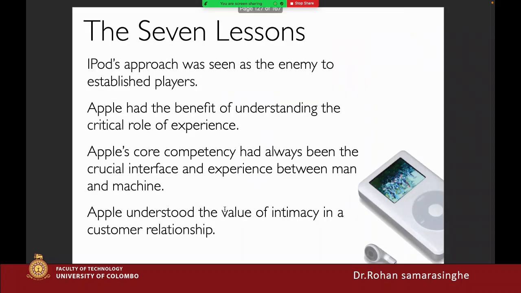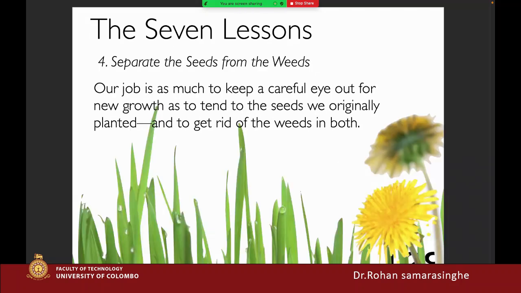Next we'll see the fourth one: separate the seeds from the weeds. This is one of the good ideas. Our job is as much to keep a careful eye out for new growth as to tend to the seeds we originally planted.